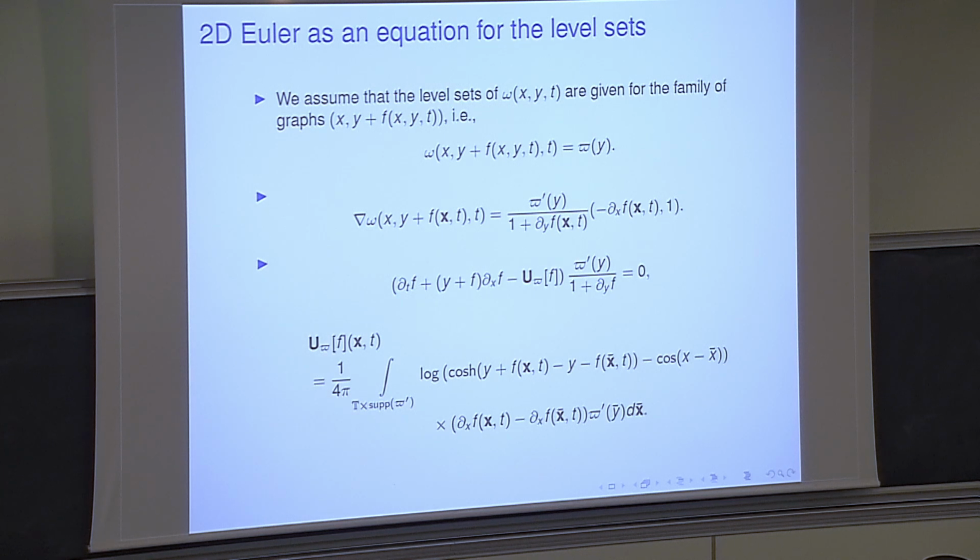Here, U comes from the Biot-Savart law, and we understand that U as an operator that acts on f and depends on the profile varp. That is something that we still have to choose. This is a degree of freedom in our method. It's something that we are going to fix later. Okay?